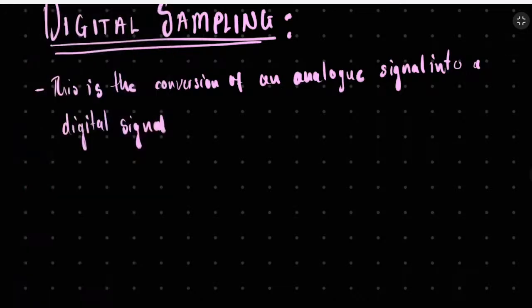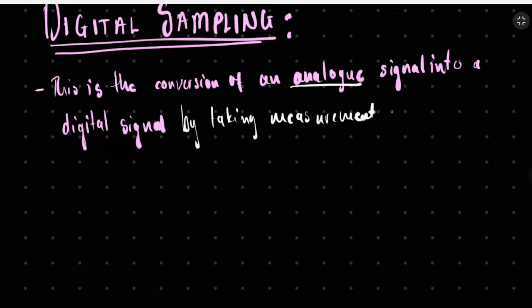So it's converting an analog signal, which is a continuous signal, into a signal that only takes discrete values, which is a digital signal. How? By taking measurements at intervals, or you can say at regular intervals. You just take values at intervals. I said you don't take all of them. You take at intervals.